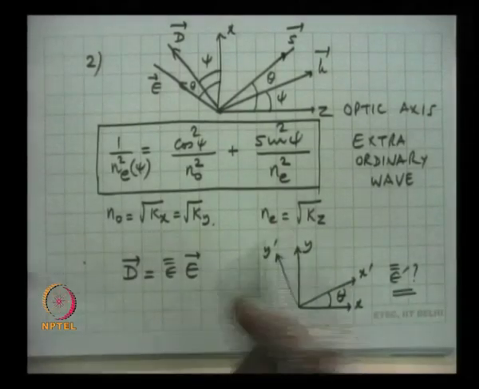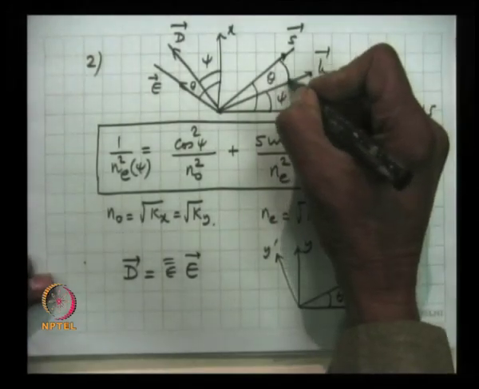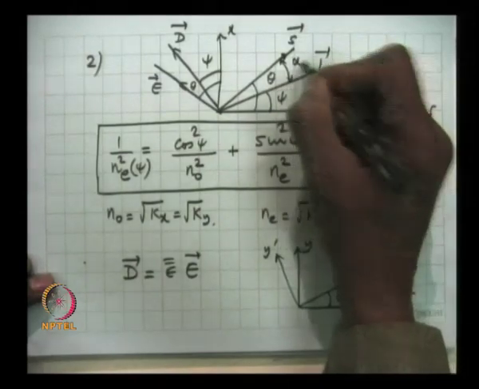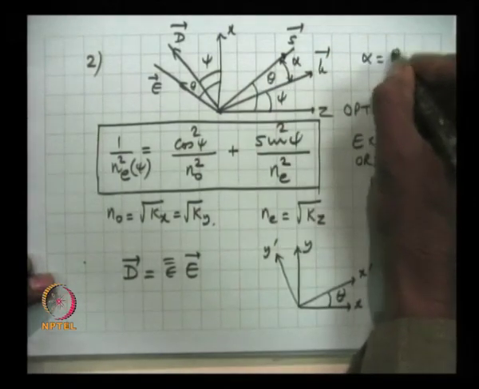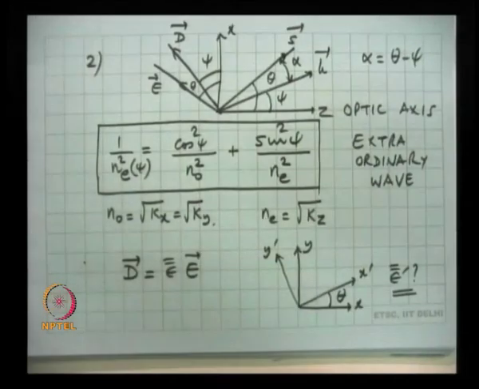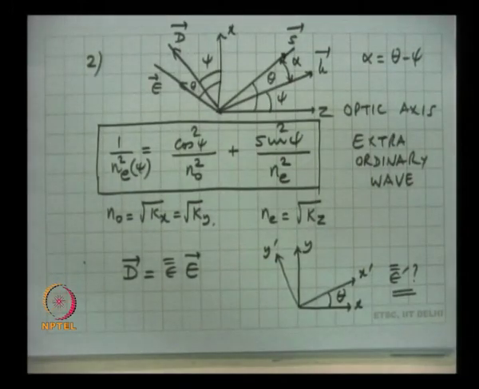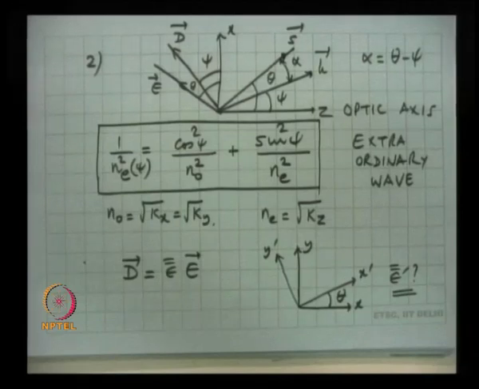Here, please note that there is an angle between the k and s vectors. Let me call this alpha. So, alpha is theta minus psi. Now, under what conditions will alpha be 0?